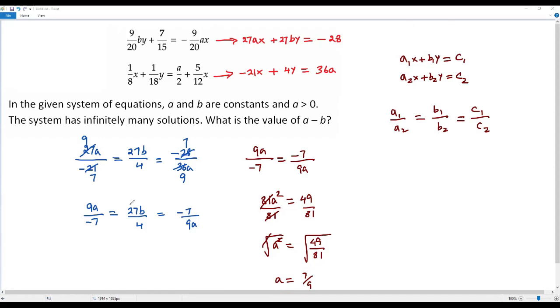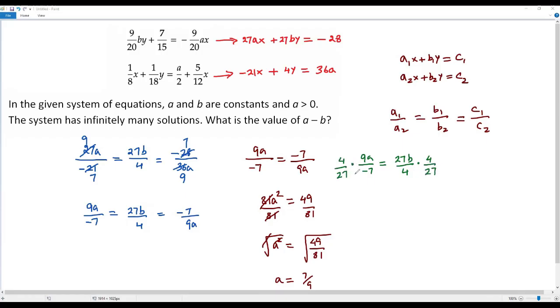Now I can equate the first two ratios or the next two ratios to solve for b. Okay, now let me take the first two ratios. That is 9a over negative 7 equals to 27b over 4. Now to solve for b, we have to get rid of this fraction 27 over 4. For that, we have to multiply both sides of the equation by the reciprocal of this fraction, that is 4 over 27. Let me do it over here.